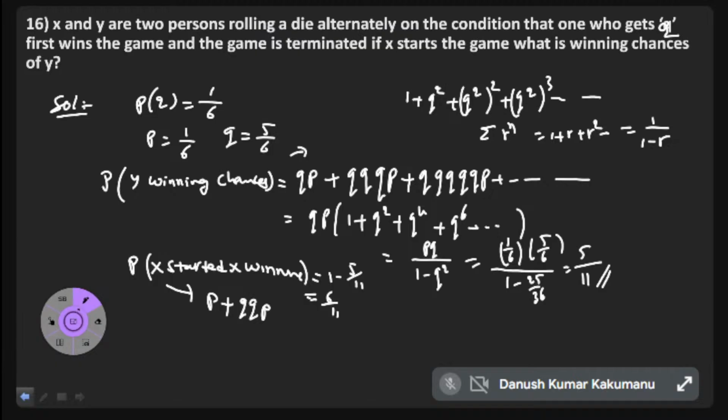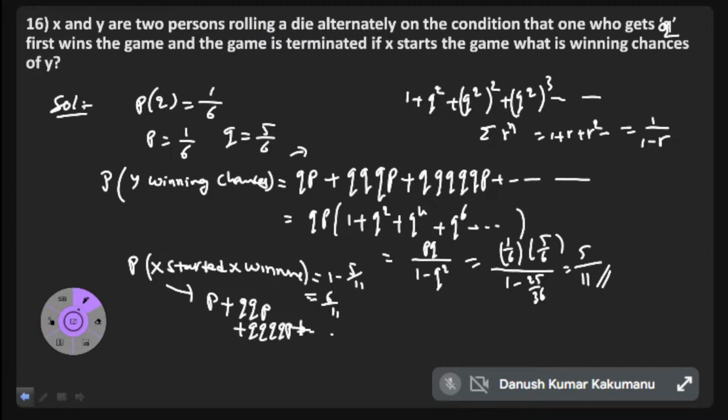Second way of X winning: first X, then Y, then X, like that. What is the third way of X winning? Q, Q, Q, one more Q. Okay, enough. Very good. In all these things, what is common that you have to take? P common. If you take P common, what is the result? 1 plus Q square plus Q power 4. Again, it is an infinite geometric series. You will get P by 1 minus Q square.